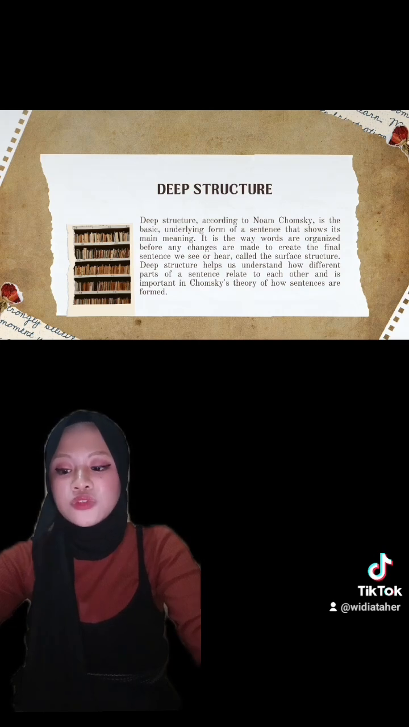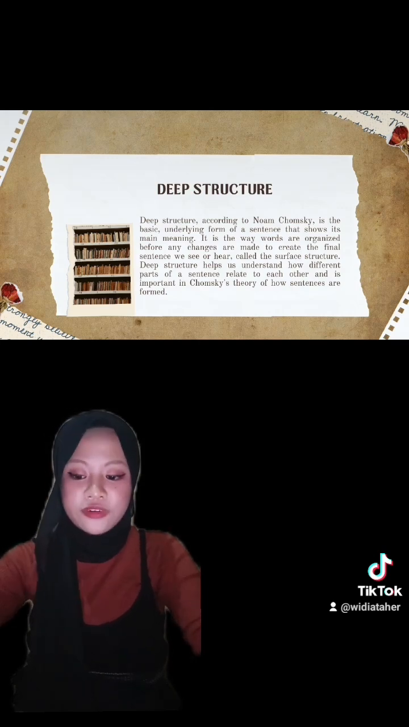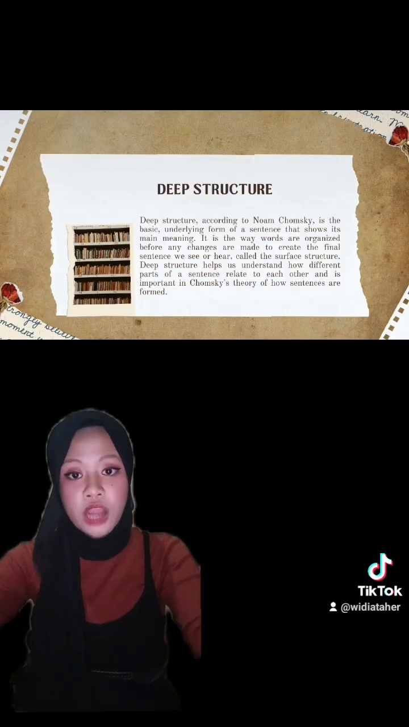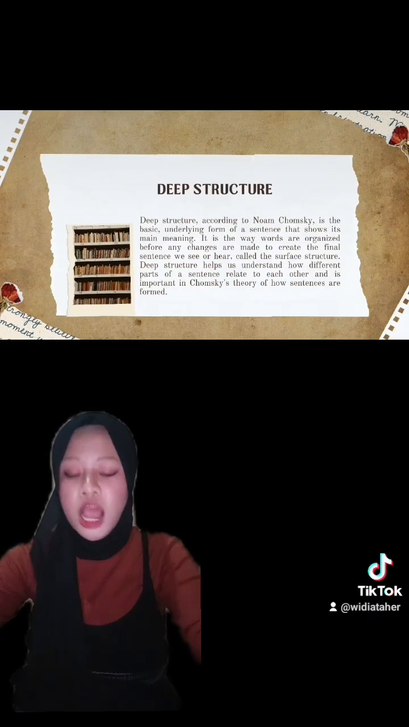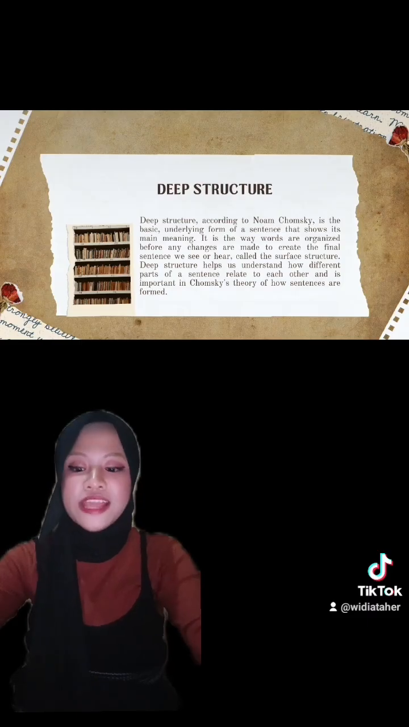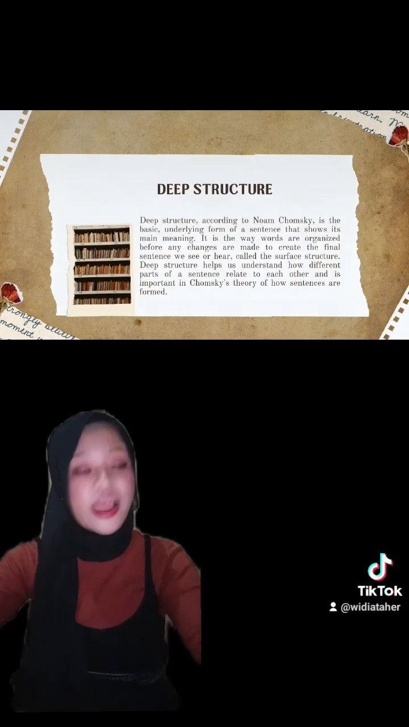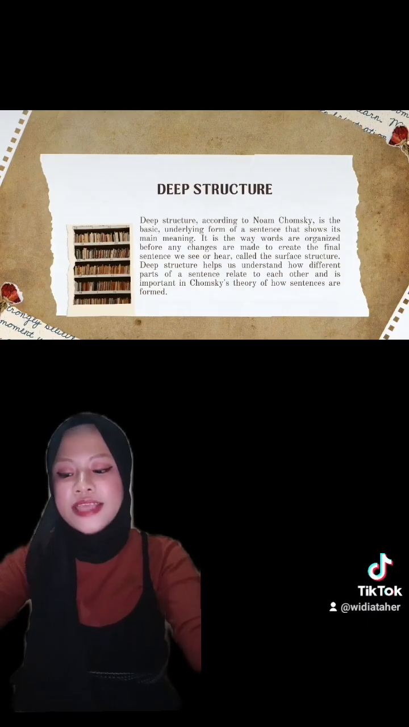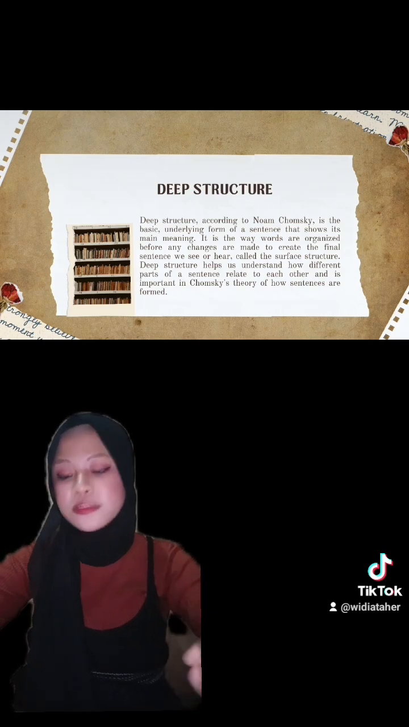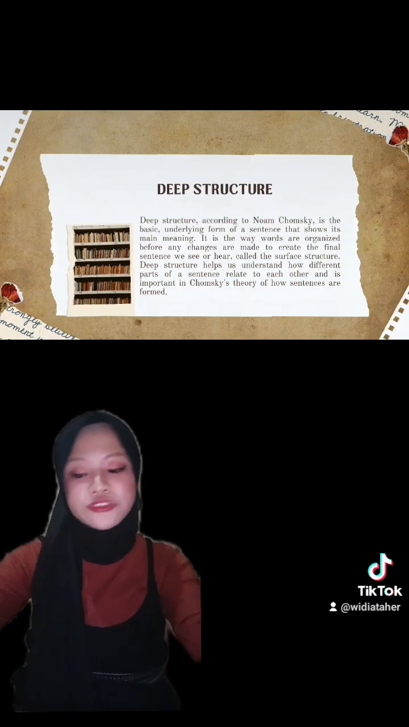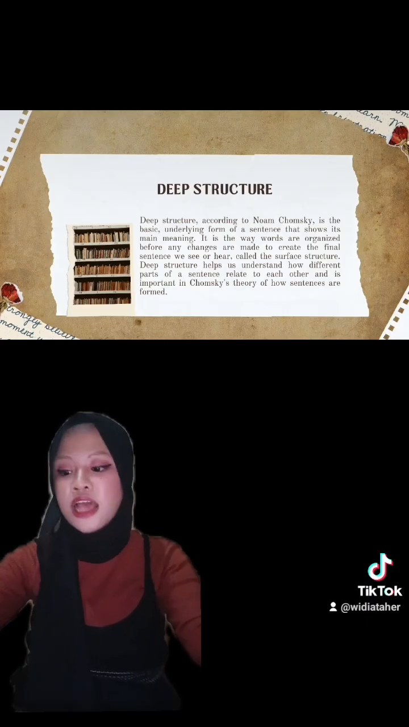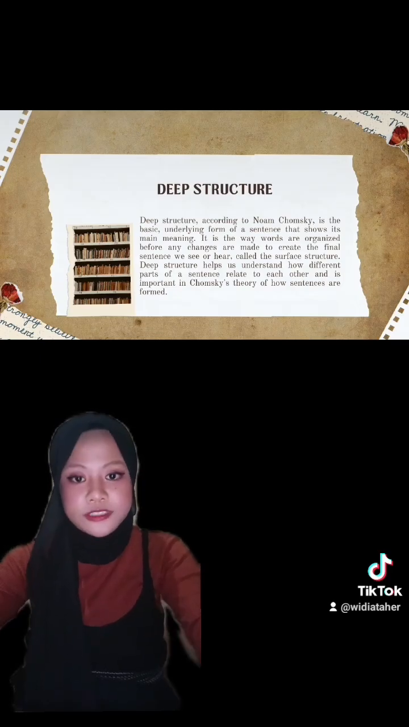Chomsky introduced deep structure as part of his theory of transformational grammar, which explains how sentences are generated and understood. Deep structure helps show the relationship between words and phrases before they are rearranged into their final form. By analyzing deep structure, linguists can study how different languages form sentences and how people process language. This concept is crucial in understanding syntax, meaning, and sentence relationships.